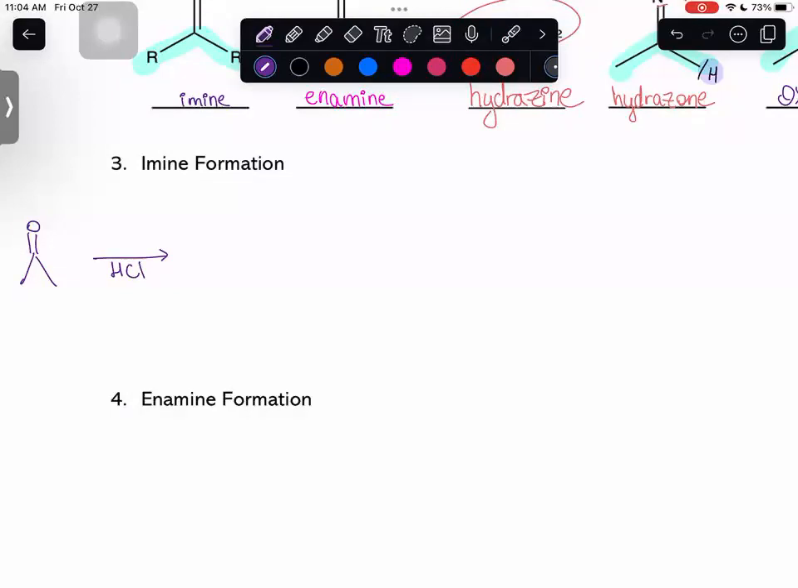You guys know what's the difference now in the mechanism? Acid makes the electrophile more electrophilic. Base makes the nucleophile more nucleophilic. So in this case, just for the rest of the reactions, I'm just going to put HCl. Okay? So keep that in mind. You can have it with bases or acids.